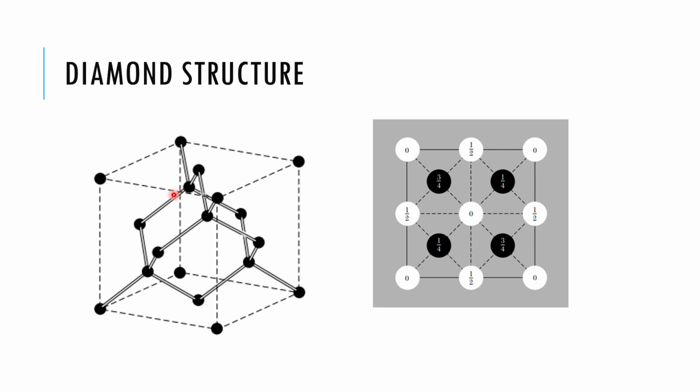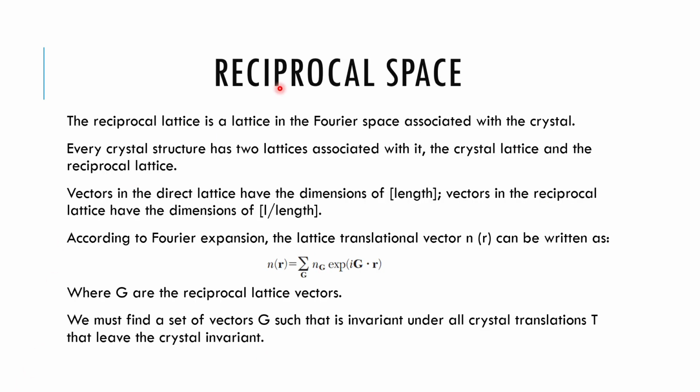Now let's see what a reciprocal space is. A reciprocal space is a lattice in the Fourier space associated with the crystal. Every crystal structure has two lattices associated with it: one is the crystal lattice and another is the reciprocal lattice. Vectors in the direct lattice have the dimensions of length, and the vectors in the reciprocal lattice have the dimensions of inverse length.